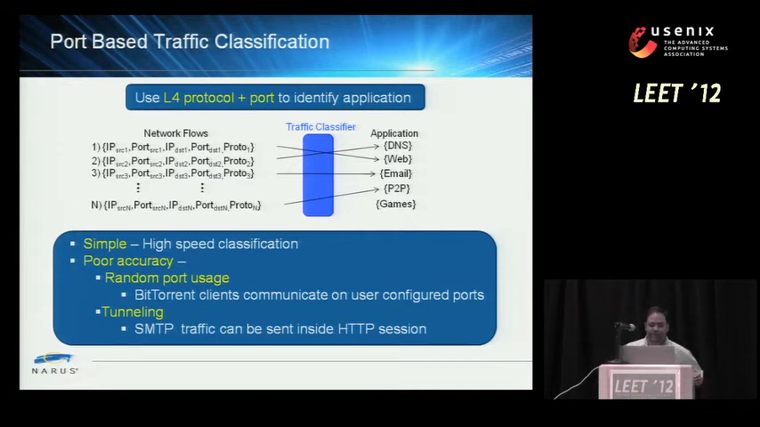The problem with this approach is that it does not work in the way networks are being used now, mainly because more and more protocols are using random ports for communicating. For example, BitTorrent clients can communicate over any user-configured port. Also, this scheme fails to identify tunneled applications such as SMTP traffic running inside an HTTP session.